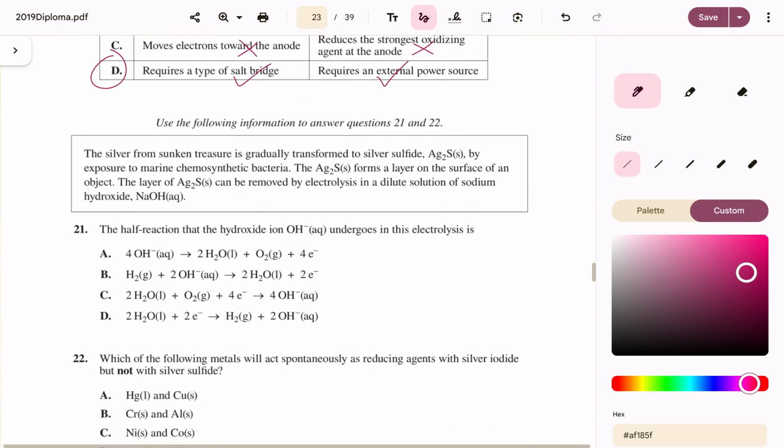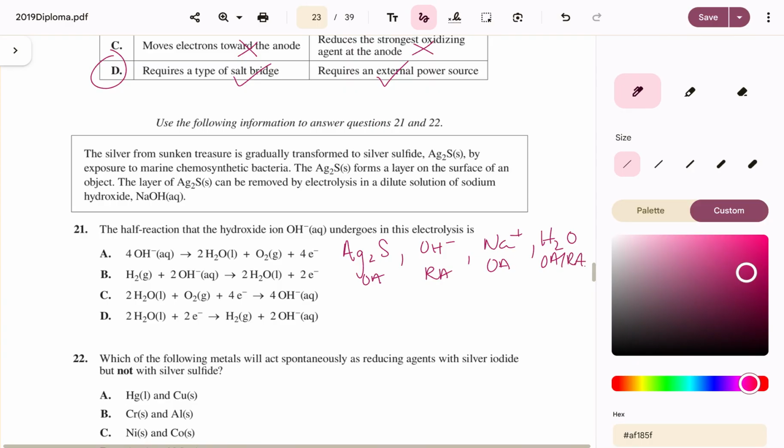Now moving on to this here, we have some information, and then it's asked about the half reaction of OH negative. So what I like with this one is just writing out what I have reacting. I think I might be overdoing it in this one. So I have Ag2S, which is an OA. You have OH by itself, which is an RA. You have Na positive, which is an OA. And you have water, which is both.